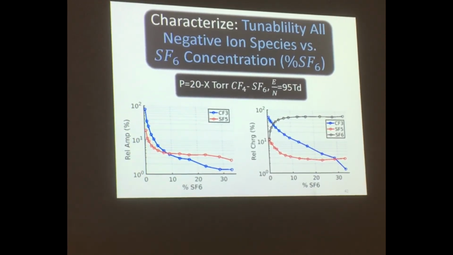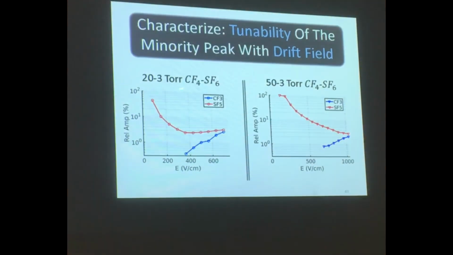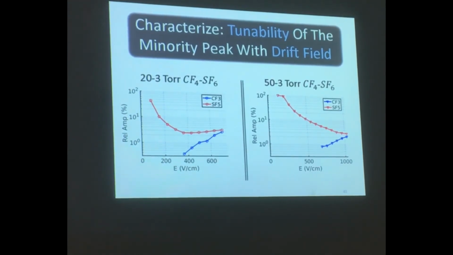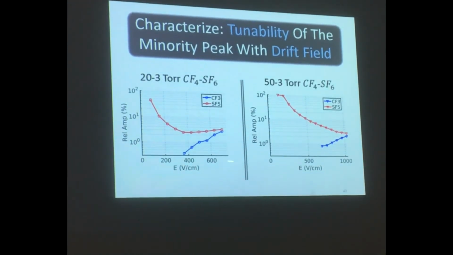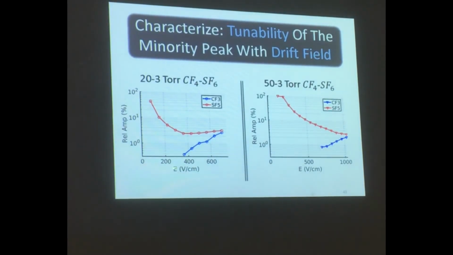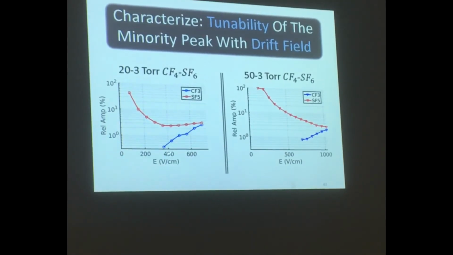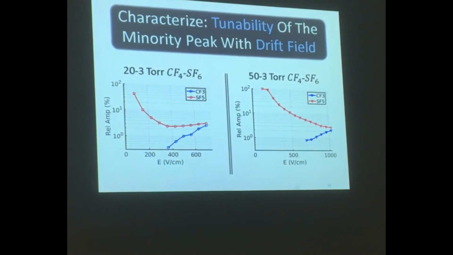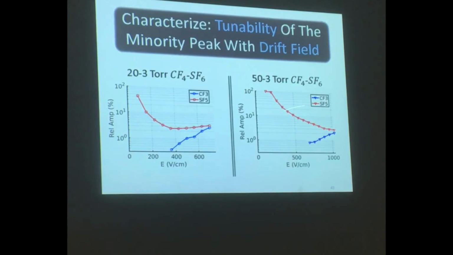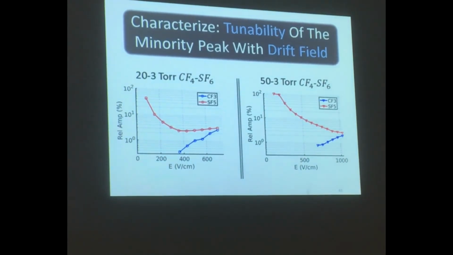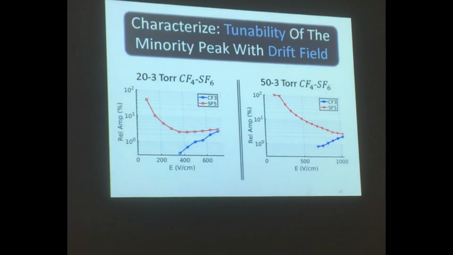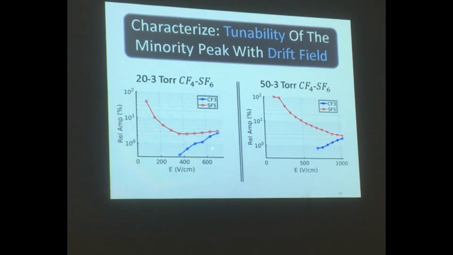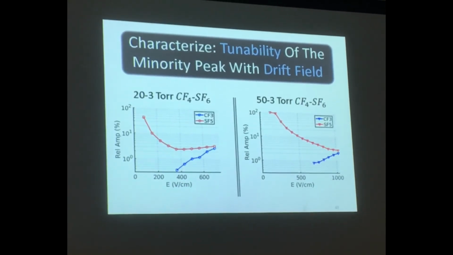Next, for two different mixtures, I show the effect of the electric field. I increase the electric field from a lower value to a higher value, and you see the CF3 minus peak steadily increasing as you increase the drift field. For both of these cases, you see that happening. So if I pick the drift field or the SF6 concentration to be what I want, I can pick what I want the CF3 amplitude and charge to be.